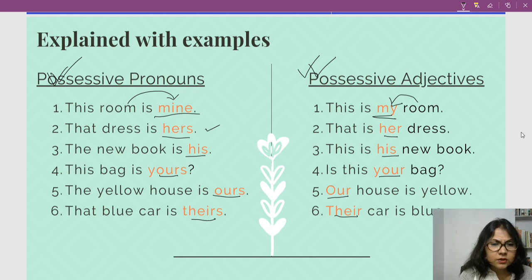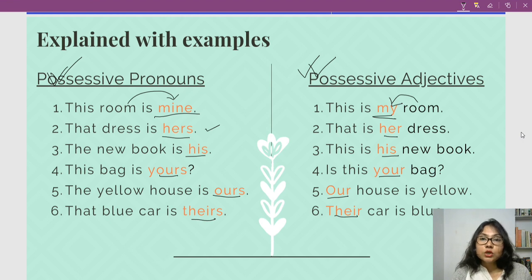This bag is yours, possessive pronoun. Is this your bag? Possessive adjective. The yellow house is ours. Possessive pronoun. Our house is yellow. In each and every case, children, see the placement of the possessive word. Okay? Now, I hope you have all got a clear idea about the possessives as well as the personal pronouns.